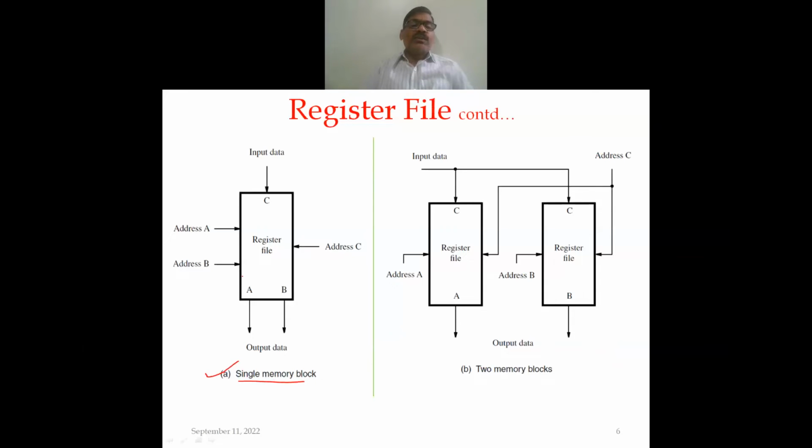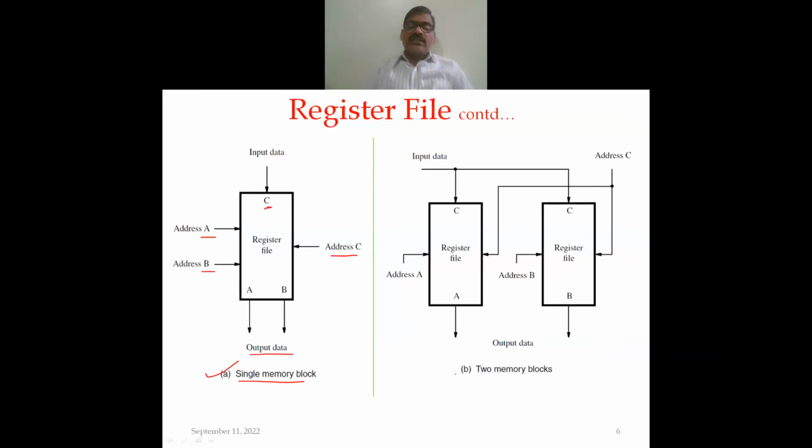In this single memory block, we have a register file. For that we have the input addresses A and B, and then C is the output address here. This is what we are calling the output data. So this is a single memory block. C is also another input we have.